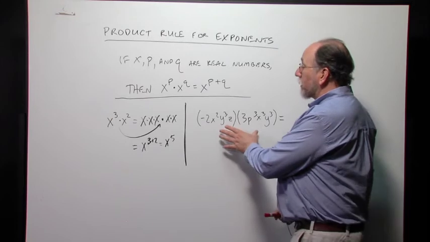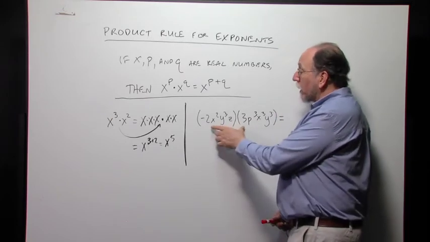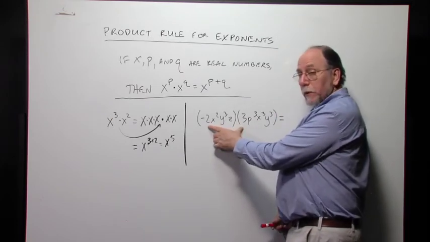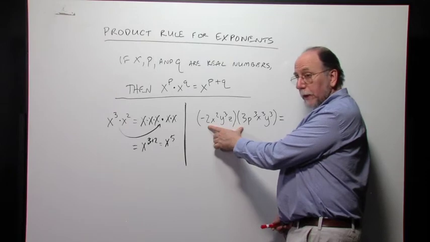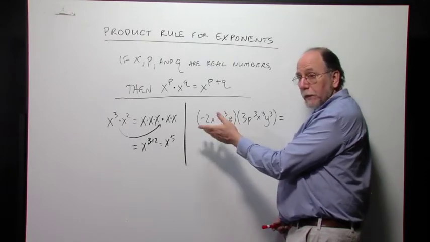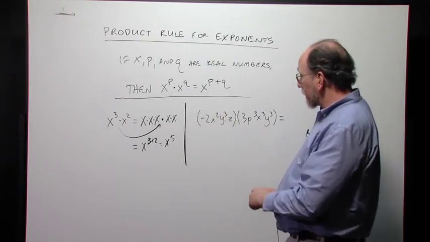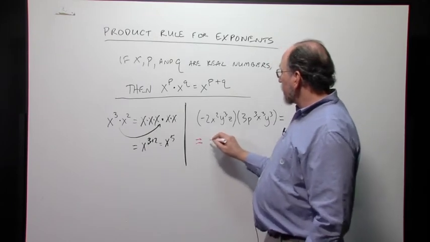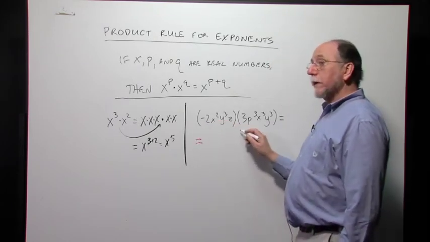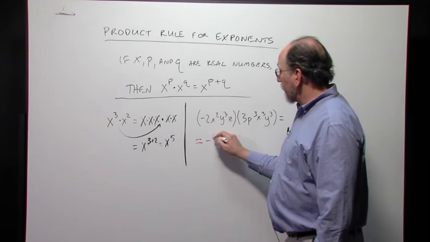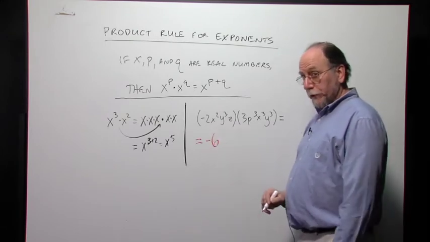Now remember, we're multiplying here. So whenever we have numbers, we're going to multiply those numbers. Not going to add any exponents. They're not the same base anyway. We wouldn't be able to add their exponents. So, to simplify that, what is negative 2 times 3? Well, that's negative 6, right?